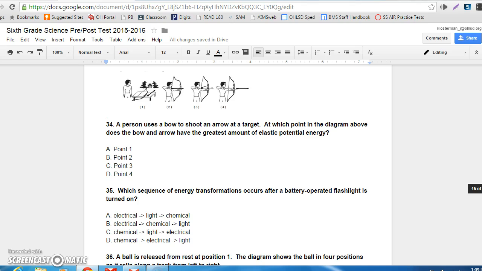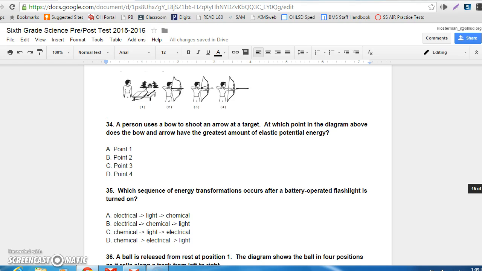34. A person uses a bow to shoot an arrow at a target. At which point in the diagram above does the bow and arrow have the greatest amount of elastic potential energy? A, point 1, B, point 2, C, point 3, or D, point 4?